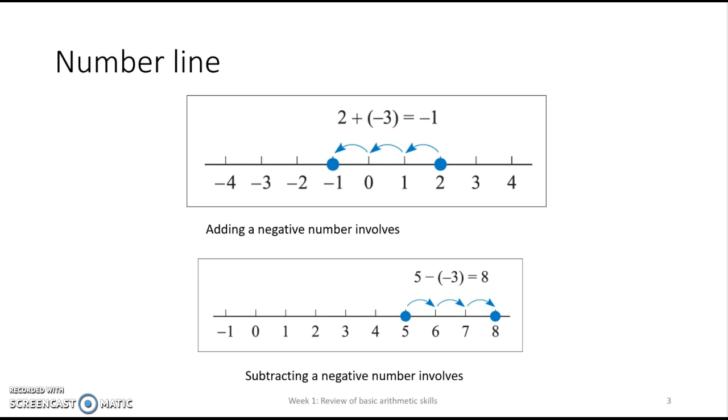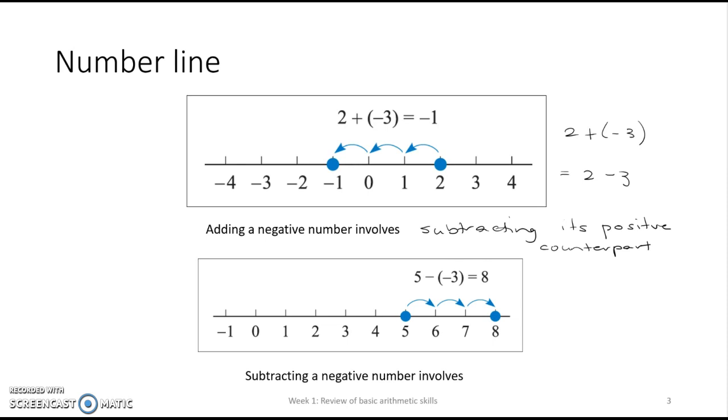Sometimes it's not quite so straightforward as that. Sometimes we've got a situation where we need to add a negative number. So adding a negative number involves subtracting its positive counterpart. So 2 plus -3 is the same as 2 minus 3. So we'd start at 2 and move 3 to the left.